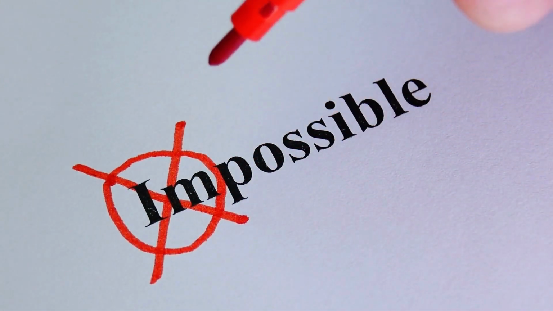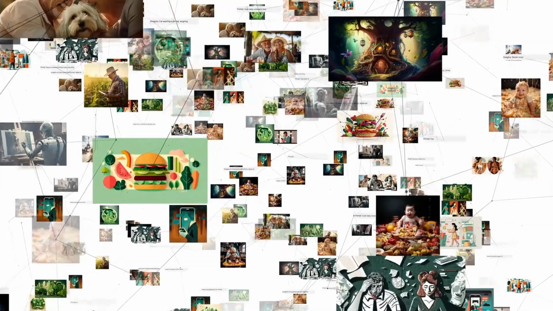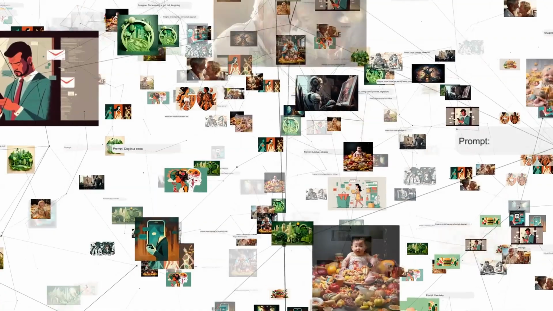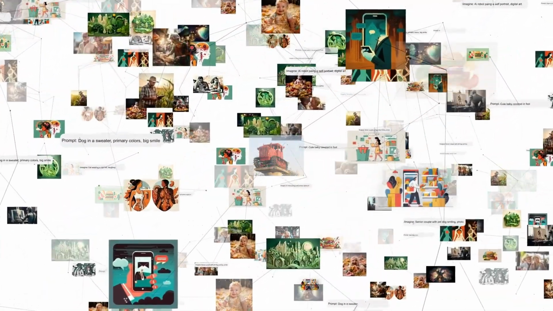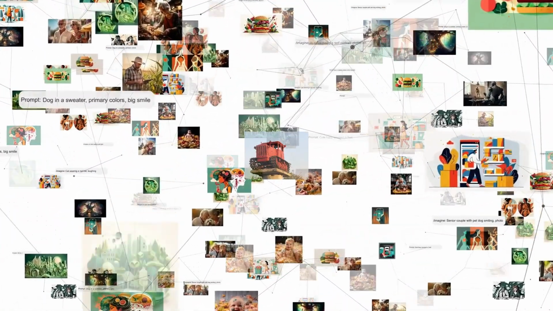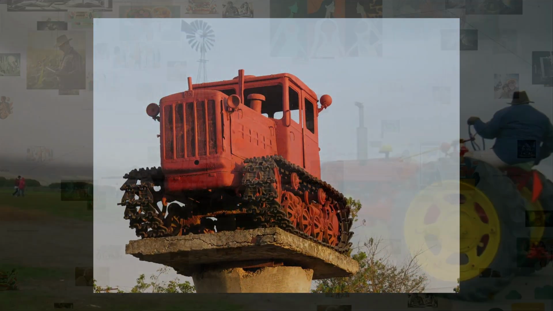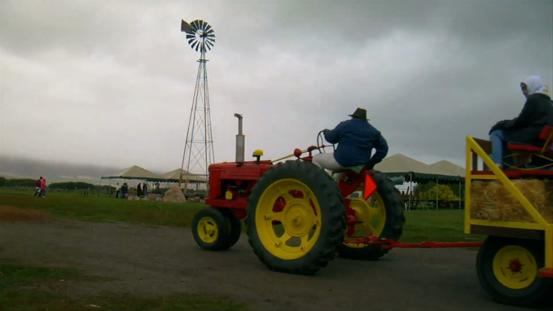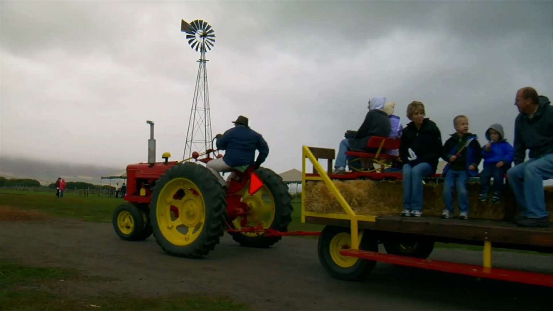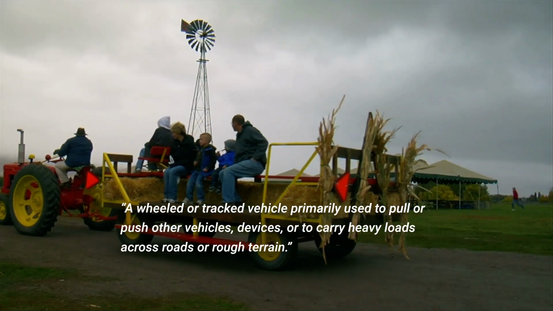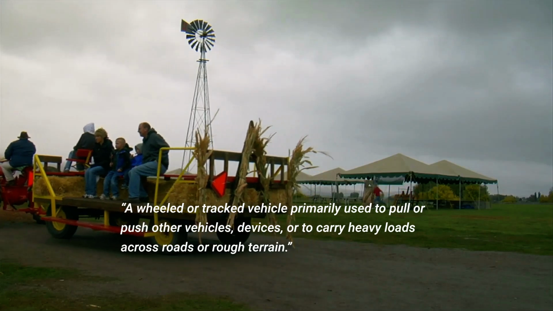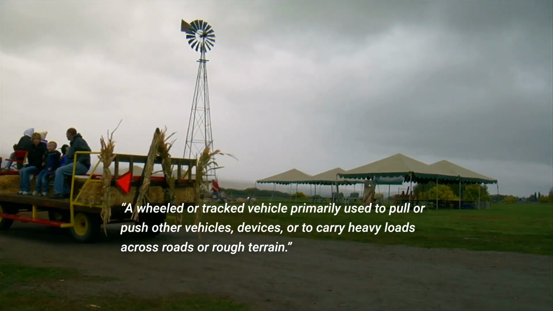At the heart of this process lies the concept of the image, or, more precisely, the mental representation of an underlying reality. Take the word tractor, for example. Most of us immediately picture a familiar vehicle in our mind. But if we tried to describe it using only general language, it might sound something like this. A wheeled or tracked vehicle primarily used to pull or push other vehicles, devices, or to carry heavy loads across roads or rough terrain.